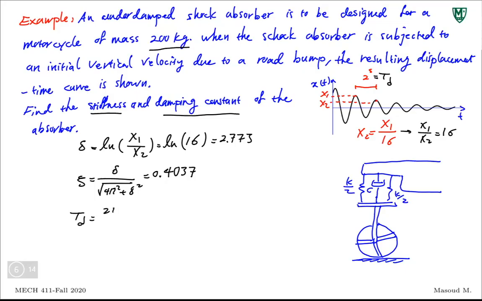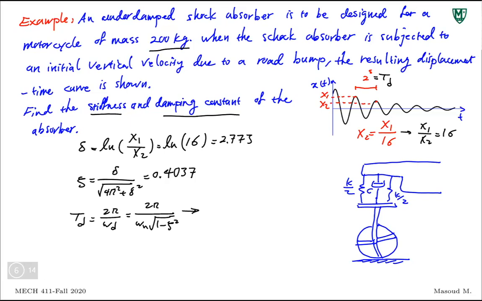So that's what I do. TD would be 2 pi over omega D, which would be 2 pi over omega n square root of 1 minus zeta squared. So from there, I can find omega n, which becomes 2 pi, moving things around, over TD square root of 1 minus zeta squared. Now I know zeta, I know TD, I'm given TD. So I can easily calculate natural frequency. That becomes 3.434 rad per second.